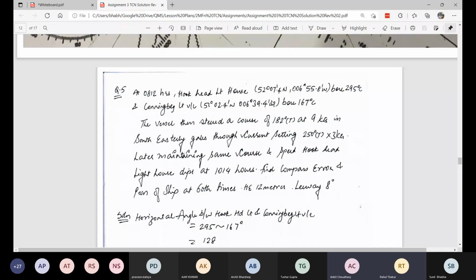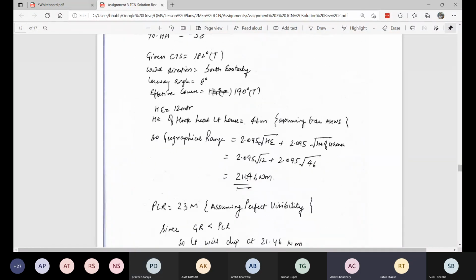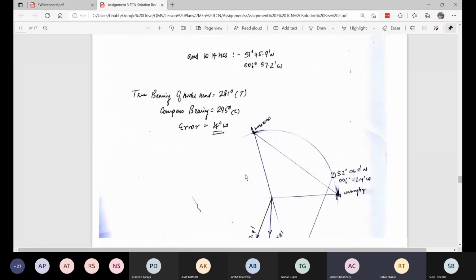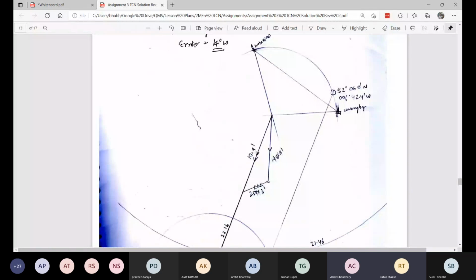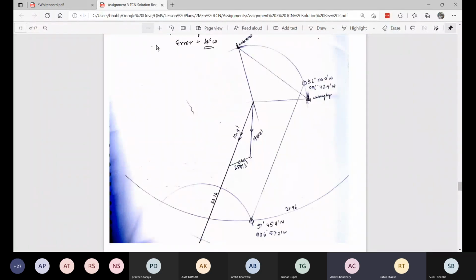A12 Hookhead Lighthouse bore this much, Kronenberg light vessel bore this much, vessel then steamed a course of 182, maintaining same course, lighthouse dips at 1014. Right, there were two position circles here. एक तो ये HSA से आया है position circle और दूसरा position circle dipping range से आया है. So they are intersecting and the intersection point is the fix. इसमें क्या doubt है बेटा?